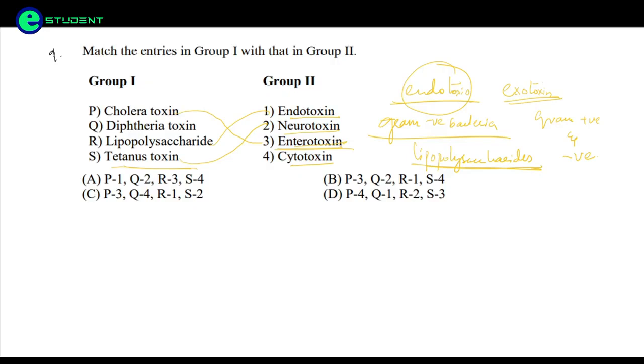In cholera, the intestinal cells are actually affected, so it is an enterotoxin. The remaining one is diphtheria toxin, which is a cytotoxin, affecting the tissues of the cell. So P is 3, Q is 4. C is the correct option here. Let's go to the next question now.